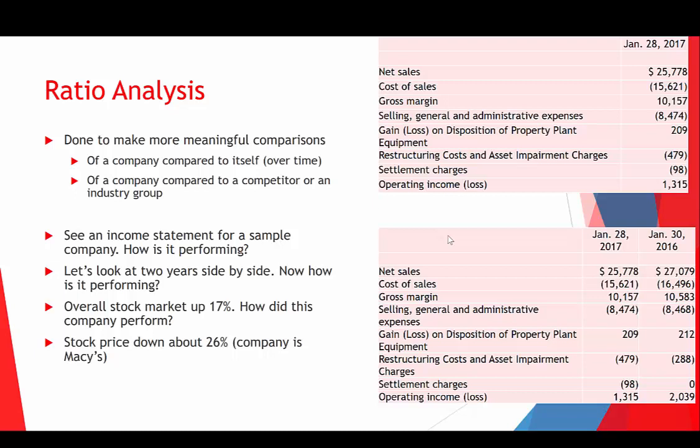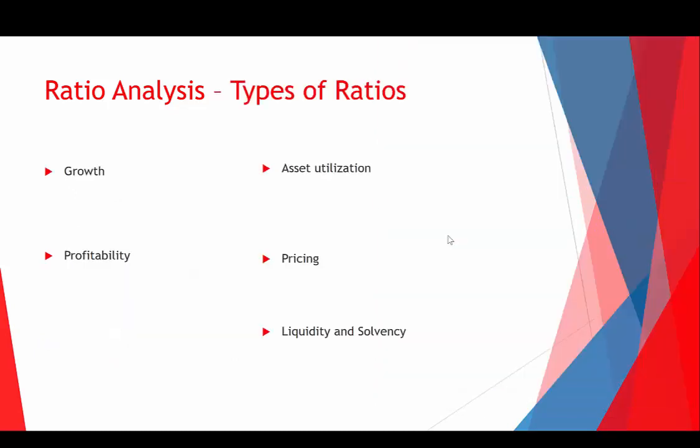Back on task. That's right. All right, so ratios. So there's kind of 5 groupings of ratios. As you can see, growth, profitability, asset utilization, pricing, and liquidity/solvency ratios.